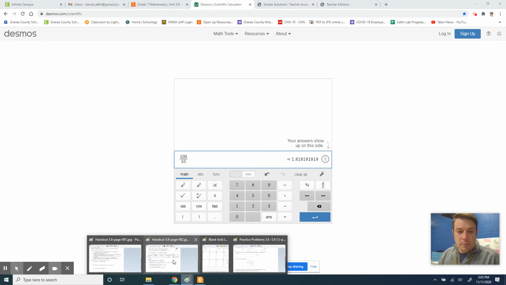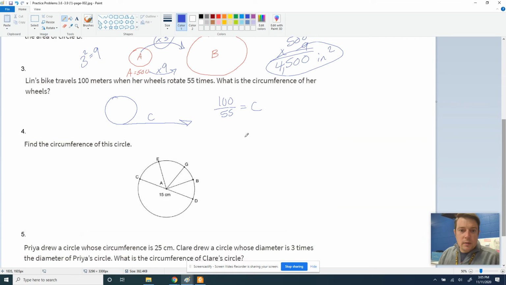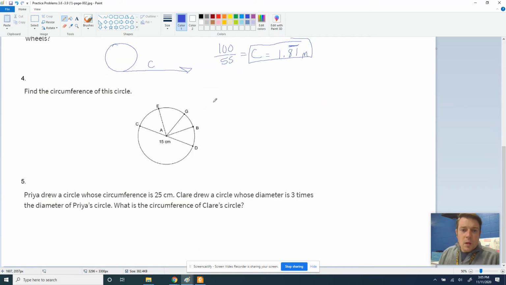So let's go back to the problem. 1.81 repeating. What is the circumference of our wheels? That is our circumference. So there's our answer right there, 1.81 repeating. Find the circumference of this circle. Well, judging by this, we know that the diameter is equal to 15 centimeters. And we know that circumference is found by just taking pi and multiplying by diameter.